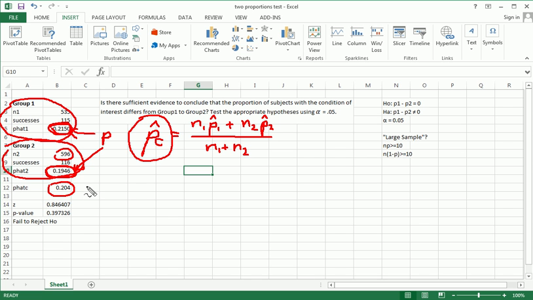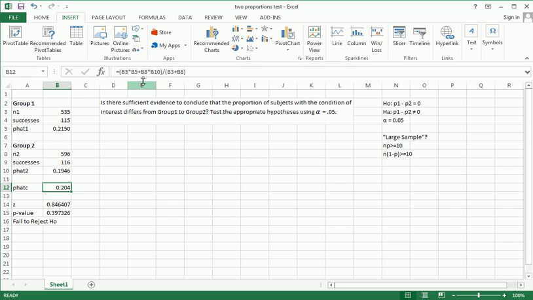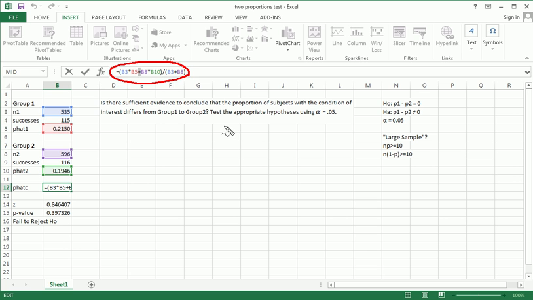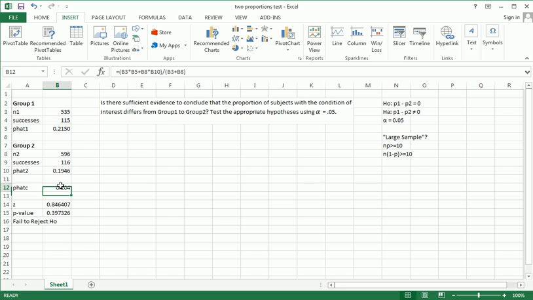Okay, so let me get rid of this writing and just show you the formula I have here. What I've done is n1 times p hat 1 plus n2 times p hat 2, divided by n1 plus n2. I've done it all in Excel using cell references. And you'll see we get a p hat combined of 0.204. So this is an estimate of what P1 and P2 are equal to.